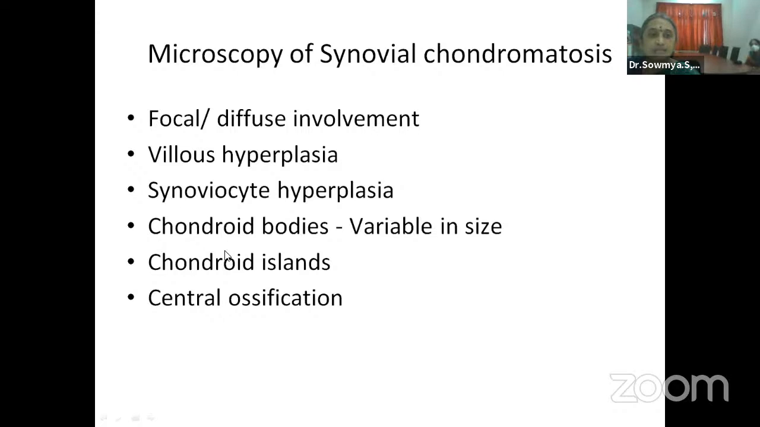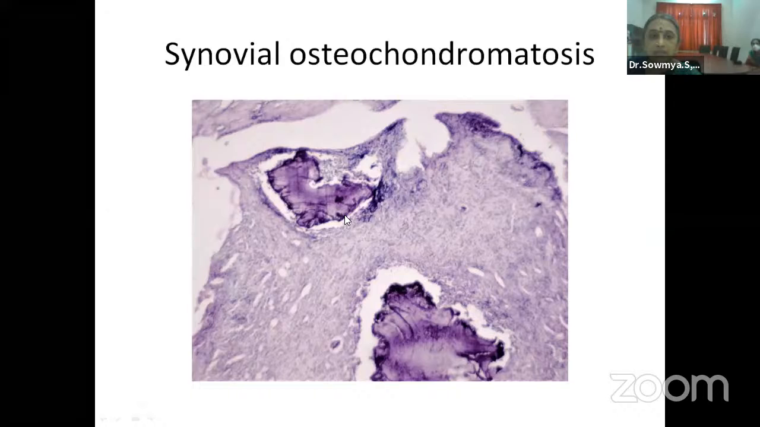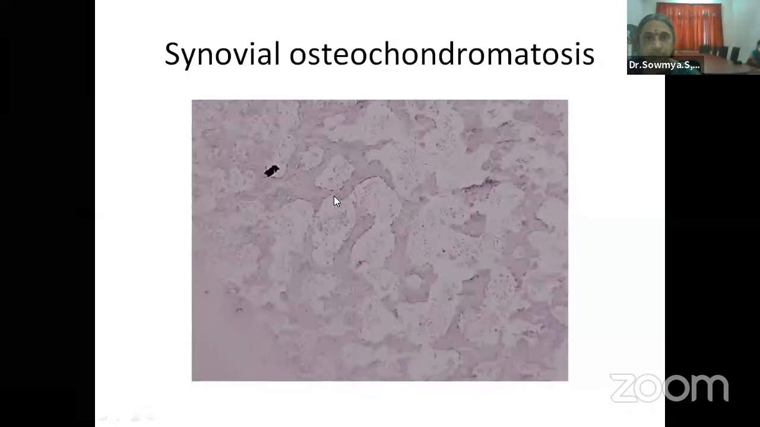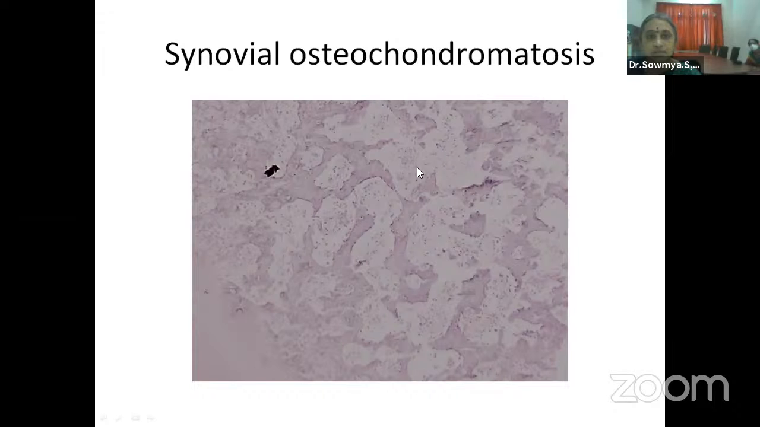Then chondroid bodies and islands can be there with central ossification sometimes. So you can see sometimes the entire thing can undergo osteoid formation. You can see plenty of inflammatory cells surrounding this, and the entire body has undergone osteoid differentiation. So here also you can see so much of bone-like appearance. So this is synovial osteochondromatosis.